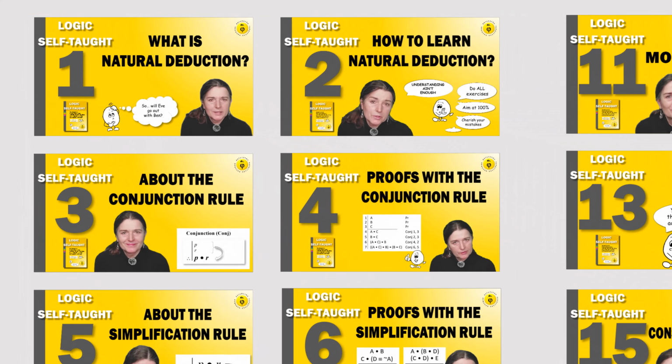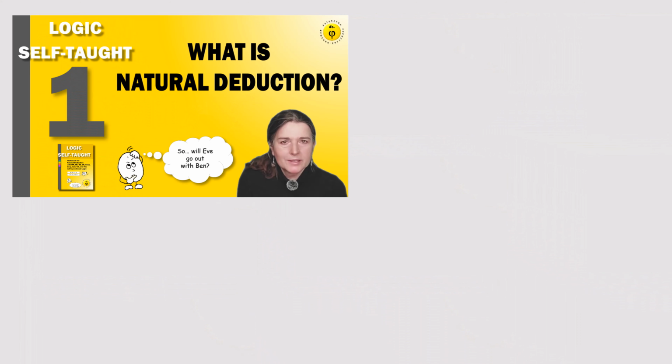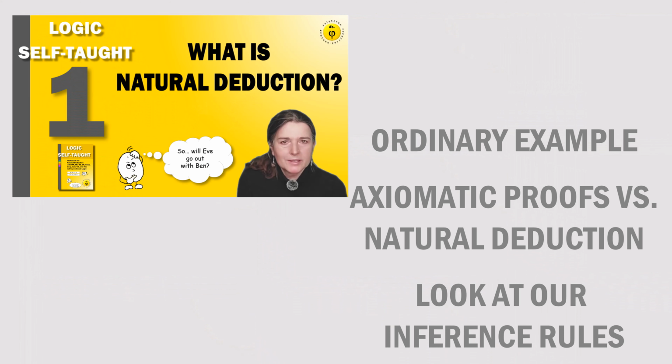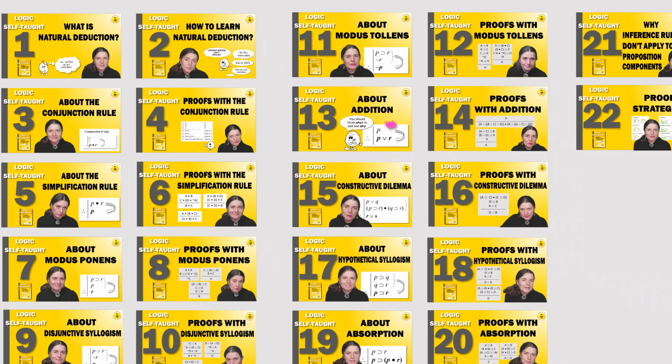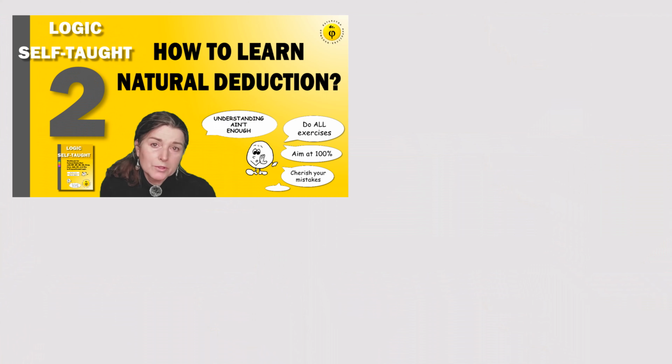In the first video, I introduced the idea of natural deduction. I also talked briefly about how a natural deduction system differs from an axiomatic proof system, and we take a general look at the system of inference rules that we'll be learning in the videos. In the second video, I give you some hints on how to learn natural deduction. I really believe that this is the most important of the videos.